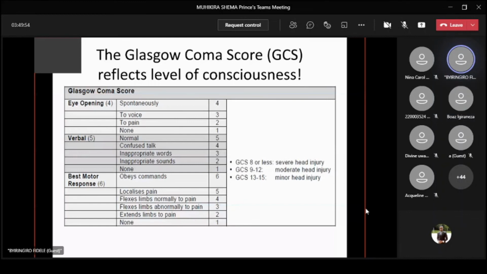Okay. I always give this example to my students because it's tricky. And you are always wrong, because the Glasgow Coma Score reflects the level of consciousness. Someone who is tetraplegic does not mean he's not conscious. He's fully awake. Someone who is blind does not mean he cannot open the eyes. A blind person can open eyes, it does not mean he's going to see.